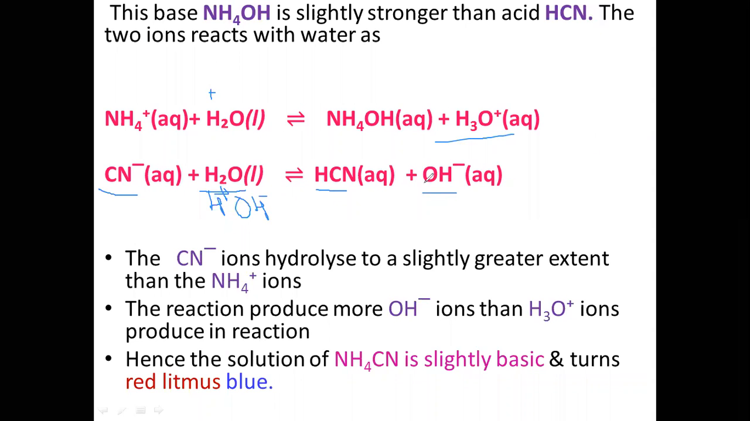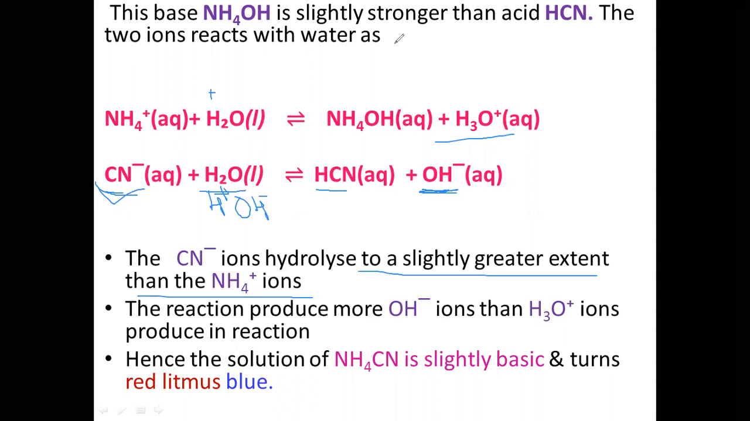So here CN minus ion reacts with water and produces OH minus ion. On the basis of the values of Ka and Kb, Ka is less than Kb. So that means CN minus ion reacts more with water and produces more OH minus ion, because HCN is slightly weaker than NH4OH, or NH4OH is slightly stronger than HCN. So CN minus ion is hydrolyzed to a slightly greater extent than NH4 positive ion. So this second reaction produces more OH minus ion. That means in solution, the concentration of OH minus ion increases compared to the concentration of hydronium ion. So the nature of the solution becomes basic, slightly basic in nature. And if you do the litmus paper test, the red litmus paper turns blue because of the slightly basic nature of the solution. Which solution? Ammonium cyanide solution.